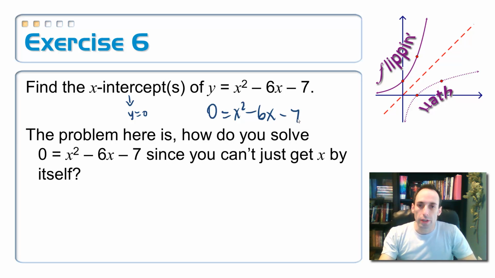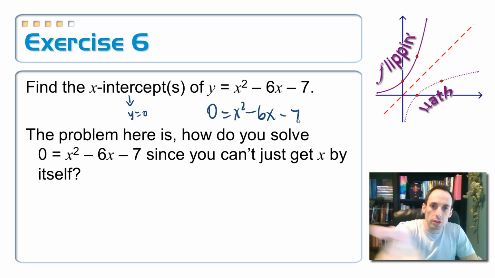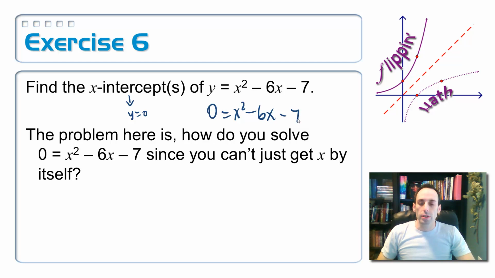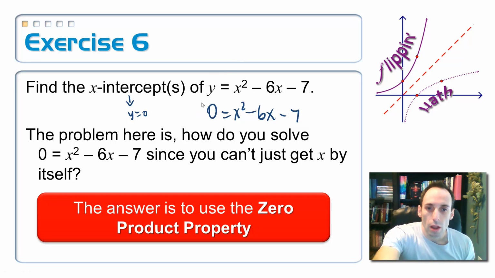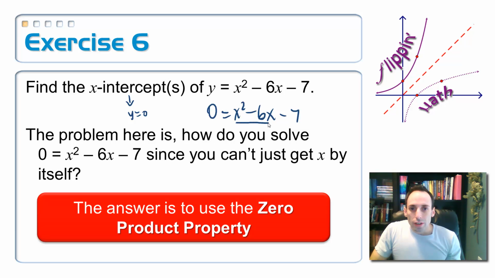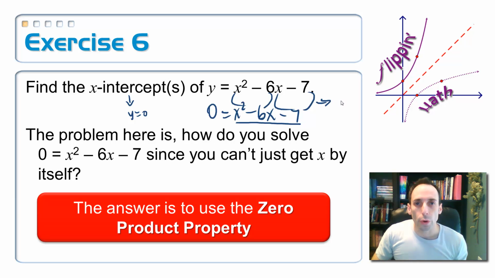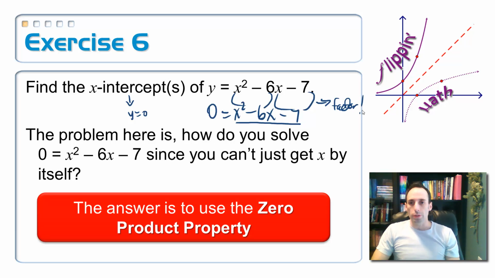So the answer is, since you have 0 equals and then you have something over there on the right hand side, you're just going to apply the 0 product property. In order to have the 0 product property applied, this side over here has to be the product of two things. Something times something equals 0, so at least one of them is 0. In order to get that, that means that you have to apply an F word. You have to factor. Factor. That's what we're going to do.